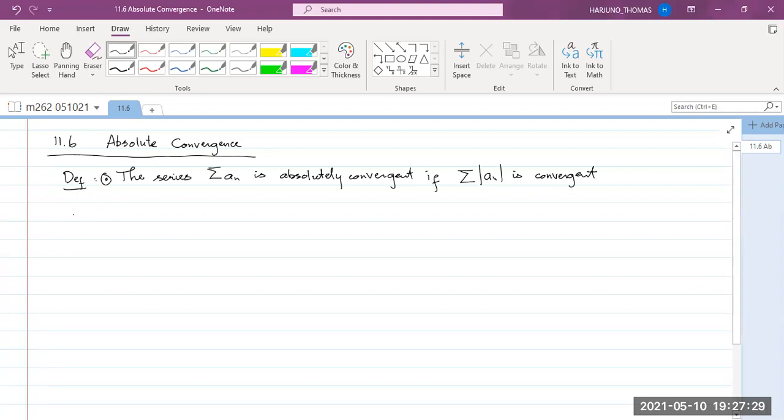Now, theorem: if the series is absolutely convergent, it implies the series is convergent. Okay.